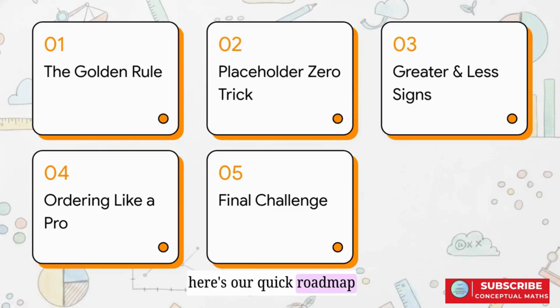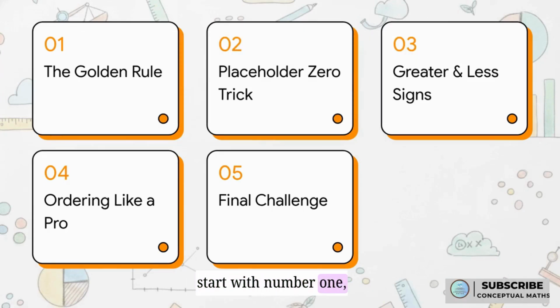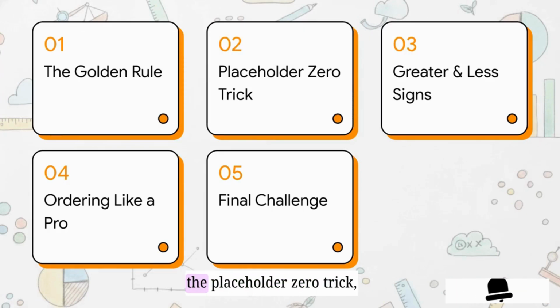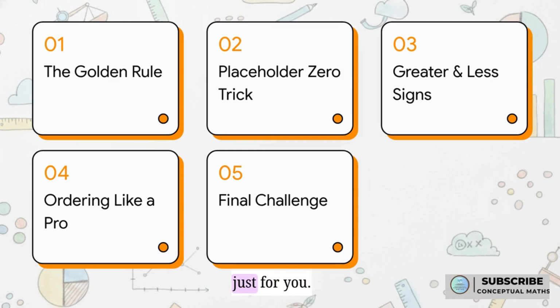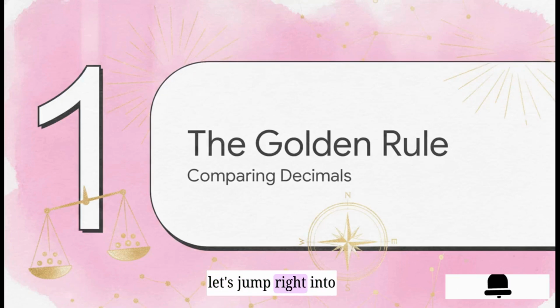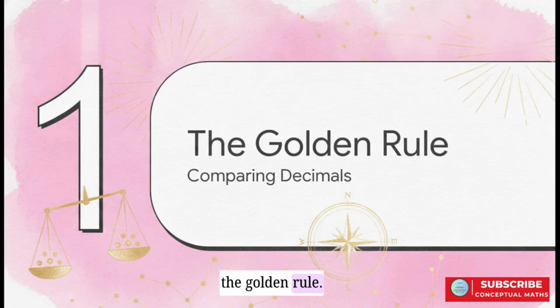So here's our quick roadmap for today. We'll start with number 1, the golden rule. Then we'll cover the placeholder zero trick, using greater and less signs, ordering like a pro, and finally a final challenge just for you. All right, let's jump right into part 1, the golden rule.